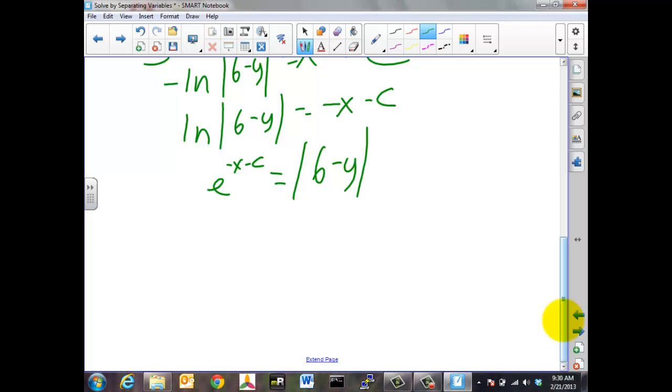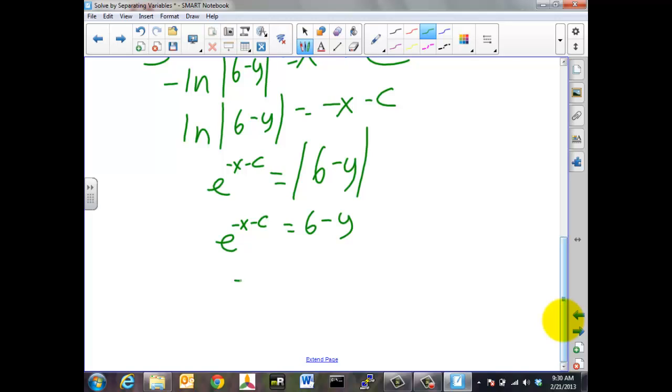We want to get y by itself. I'm not going to explain why, but I'm just going to say, poof, let's forget about the absolute values for a moment so we can solve this thing for y. And we'll get e to the negative x minus c equals 6 minus y.